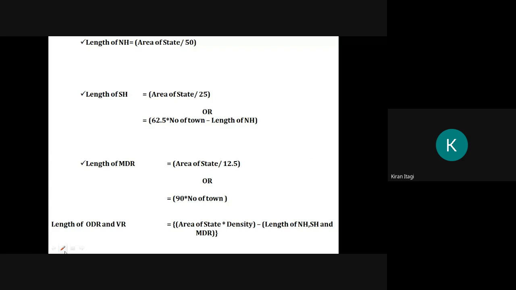Okay. Yesterday, those who did not attend the second class, take the formula. So we will solve simple numericals on the very first unit: how to calculate the length of national highways, state highways, major district roads, and other district roads. The length of the national highway is calculated by area upon 50. Next, the length of state highway is calculated by area upon 25.